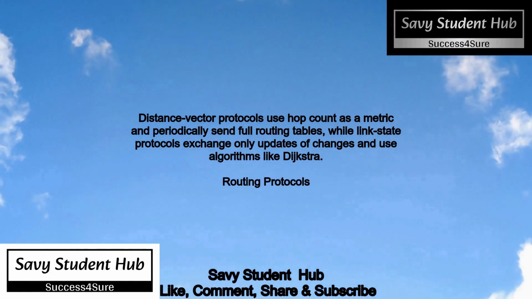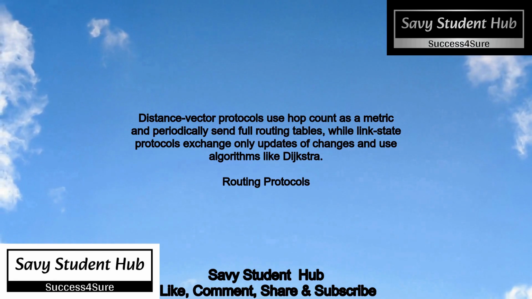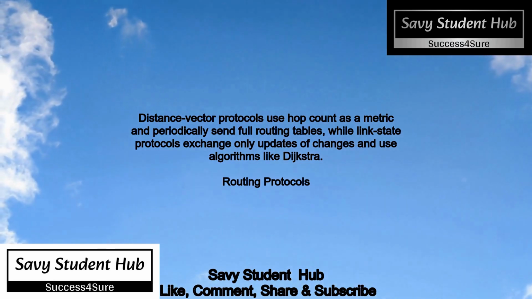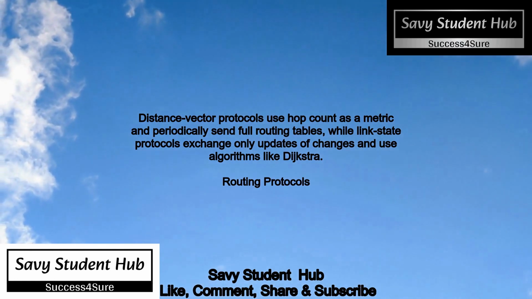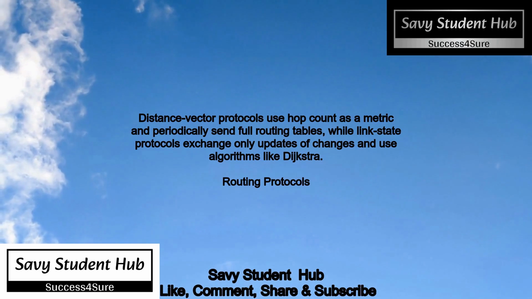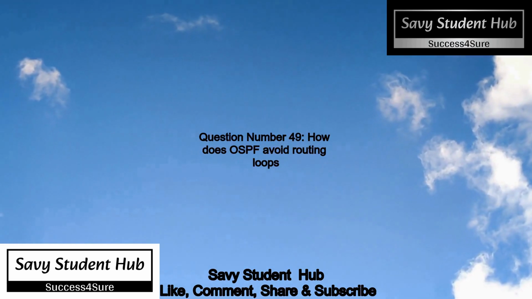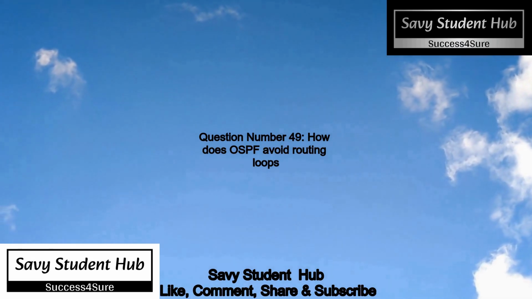Distance vector protocols use hop count as a metric and periodically send full routing tables, while link state protocols exchange only updates of changes and use algorithms like Dijkstra. Question number 49. How does OSPF avoid routing loops?